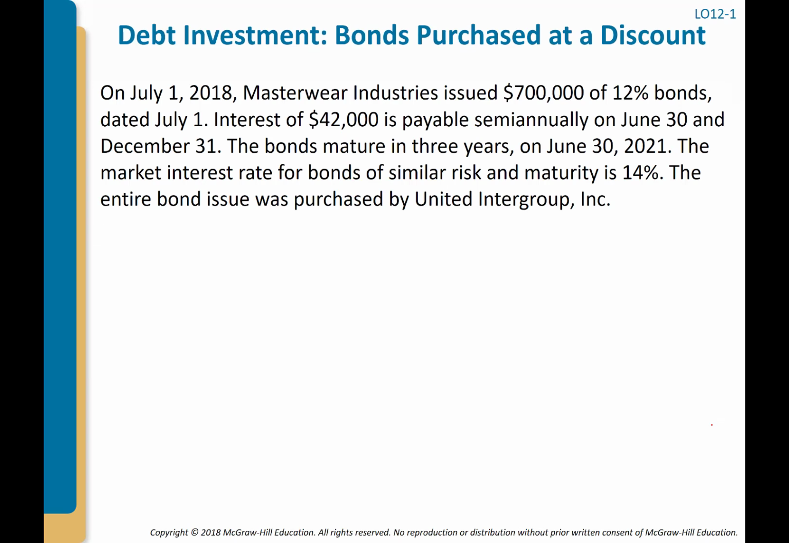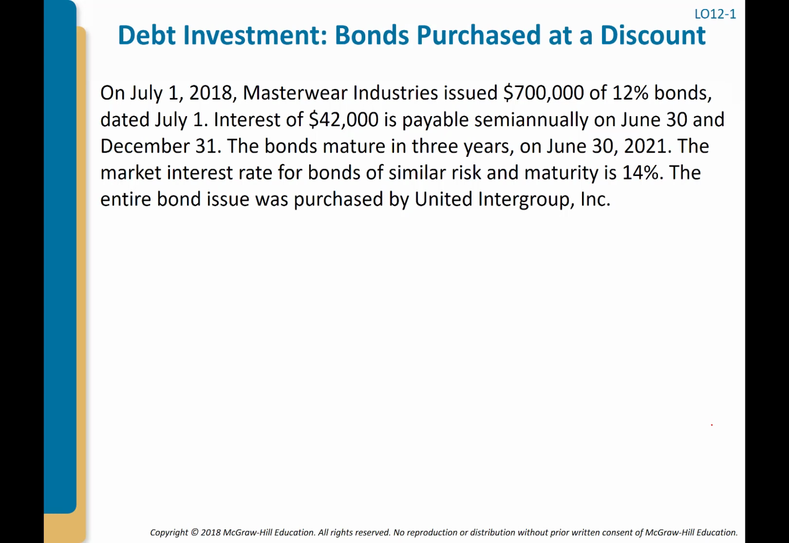Masters Wear Industry issued $700,000 of 12% bonds dated July 1st. Interest of $42,000 is payable semi-annually, on June 30th and December 31st. The bonds mature 3 years later on June 30th, 2021. The market interest rate for a bond of similar risk is 14%, and we've purchased it now.